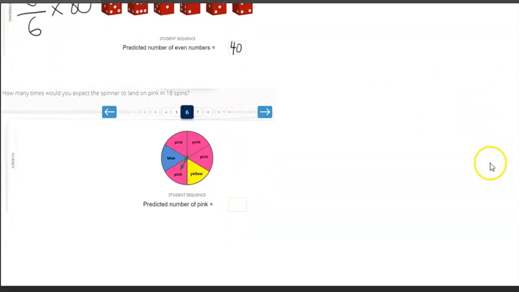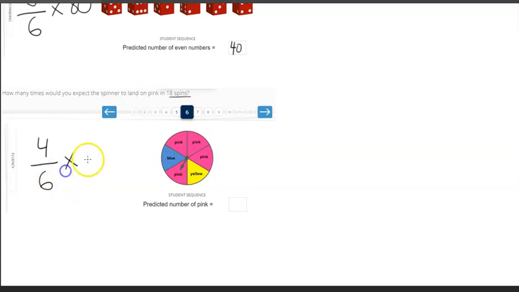The next question, how many times would you expect the spinner to land on pink in 18 spins? Same format, find a probability and multiply it by the amount of trials. This spinner here, the amount of pinks there are 4. And the amount of wedges there are all up, including those pinks, are 6. So there's a 4 in 6 chance of me obtaining a pink.